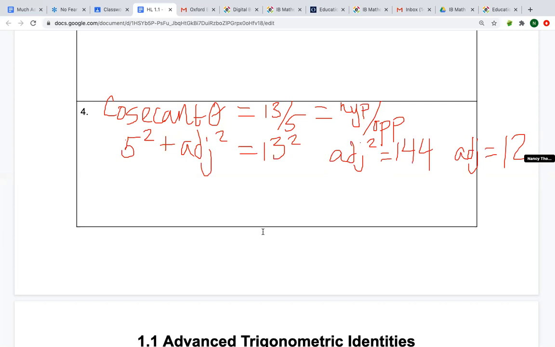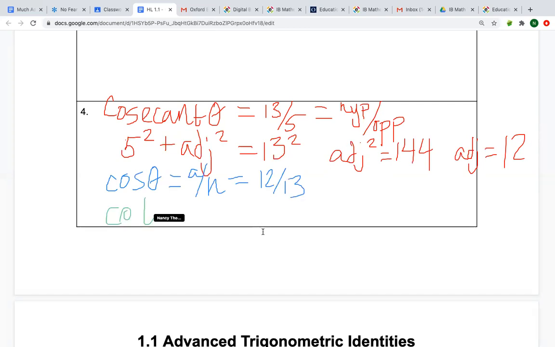Okay, and then it wants me to write down what cosine of theta is. Now remember, cosine is adjacent over hypotenuse, which, in this case now that we know, is 12 over 13. And then they also asked for cotangent, which is adjacent over opposite. So that would be 12 over 5. And that's our final answer. Pretty straightforward.